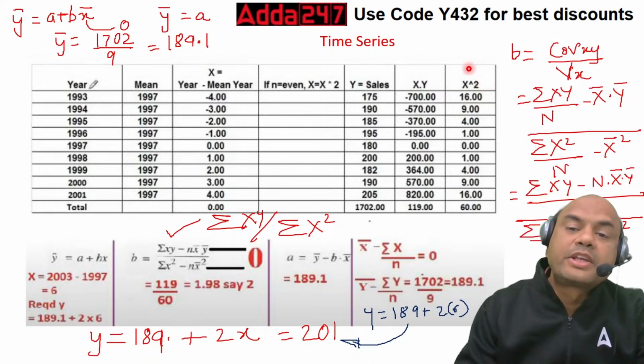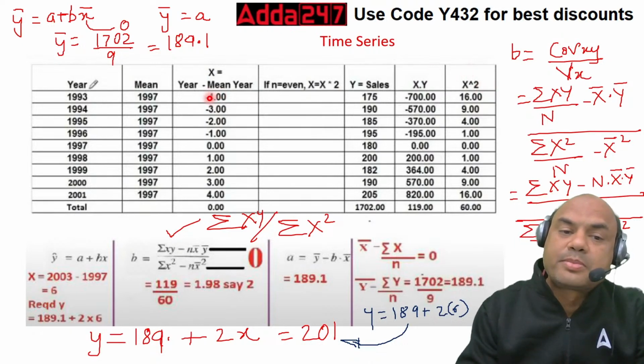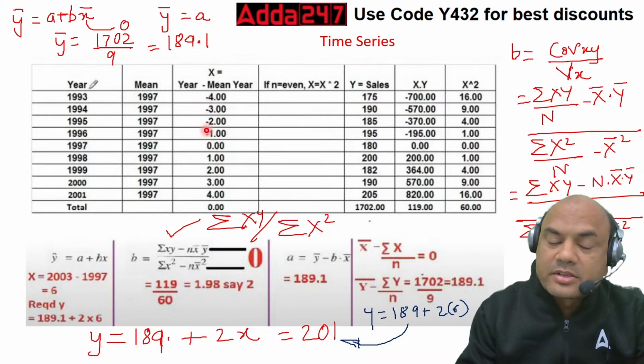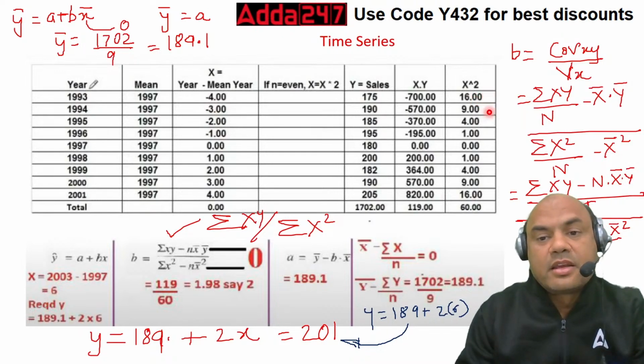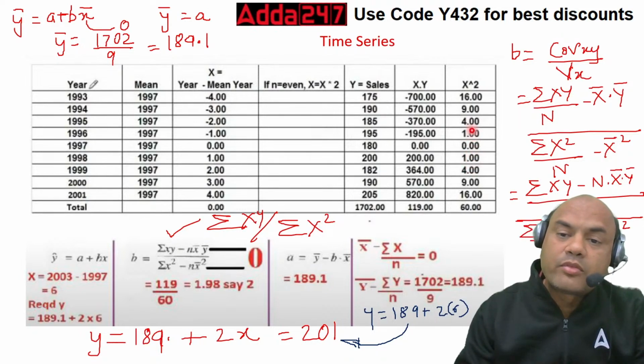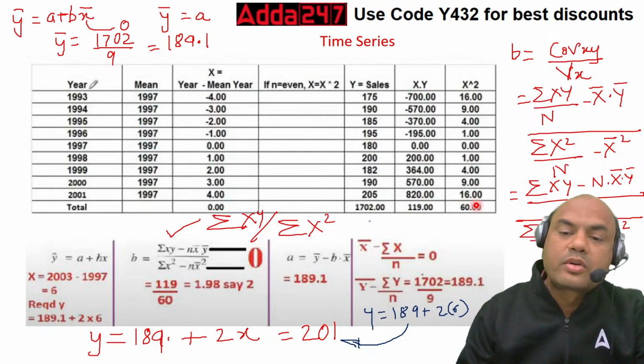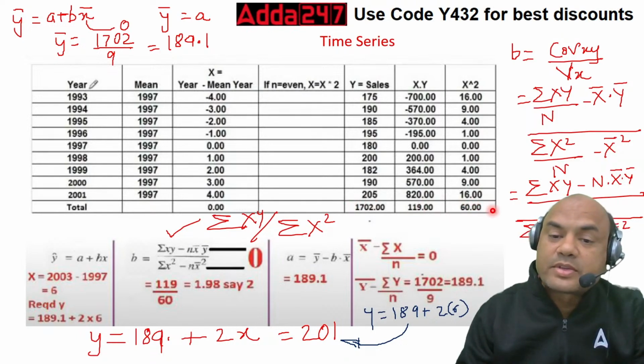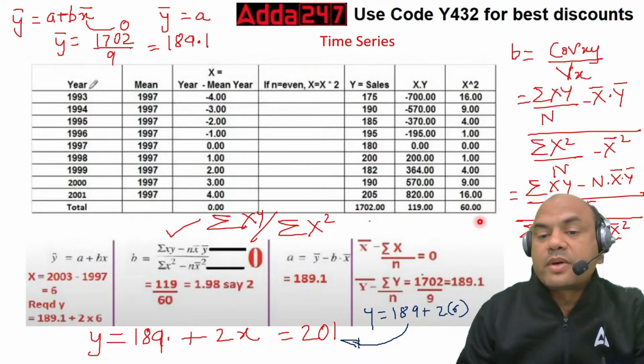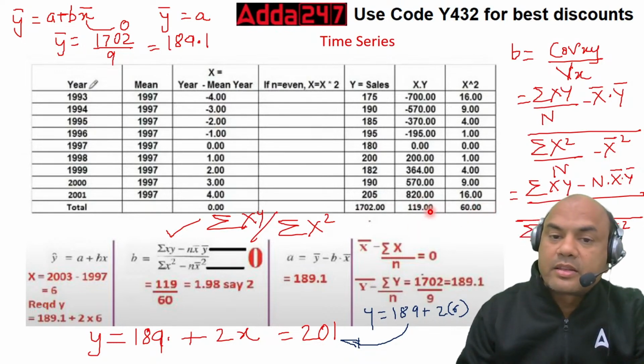Why? Because x square, see here, minus 4 square is plus 16. Even if x is minus, the square is plus: 16, 9, 4, 1. See this. 0. Again it is getting repeated: 1, 1, 4, 4, 9, 9, 16, 16. So x square is what? Do the total of x square. Everyone do it. Are you getting the same answer which I am getting? Summation x square is 60, xy is 119, y is 1702.